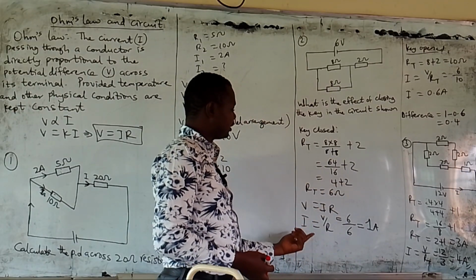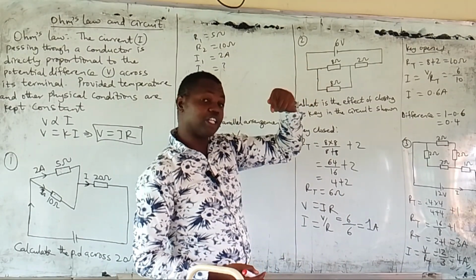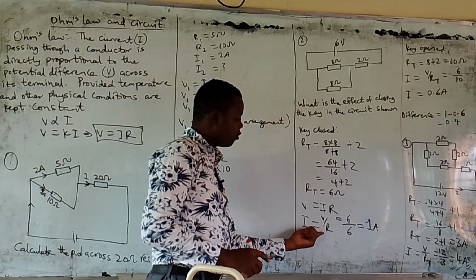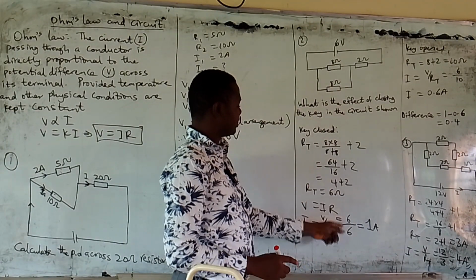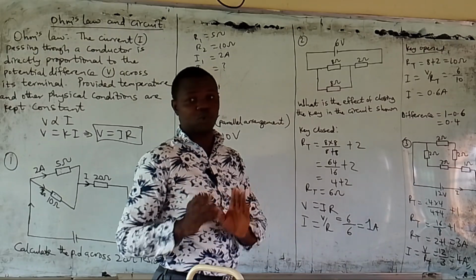Now, to know the current, I apply Ohm's law again, V equals IR. But I'm looking for the current here, so I make the current the subject of the formula, which is I equals V over R. So I equals 6 over 6, which is 1 ampere. So when the key is closed, the current is 1 ampere.